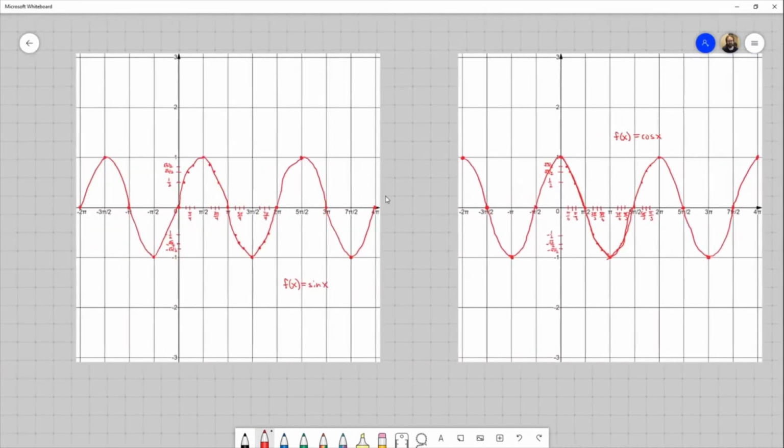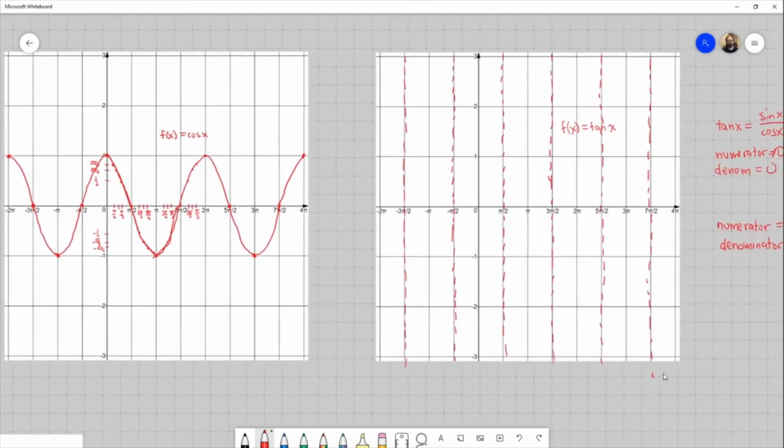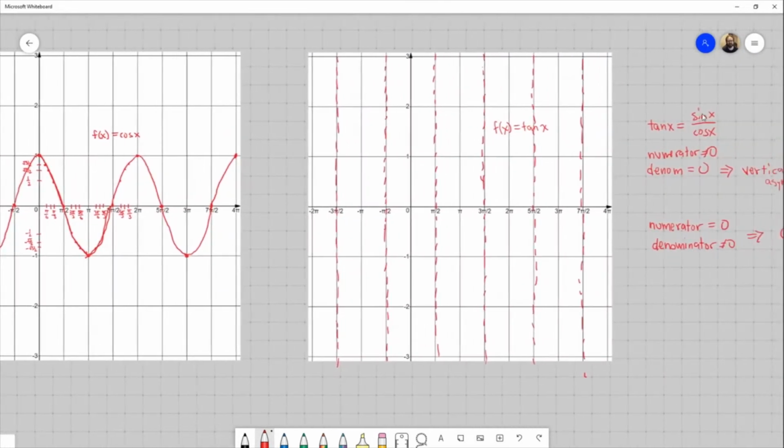So thinking about the x-intercepts of sine, we have them at negative 2 pi, negative pi, 0, pi, 2 pi, 3 pi, all the multiples of pi. That's where sine is 0. That's where the numerator of this expression will be 0, and therefore tangent will also be 0. So we can plot some zeros here at all of the multiples of pi.